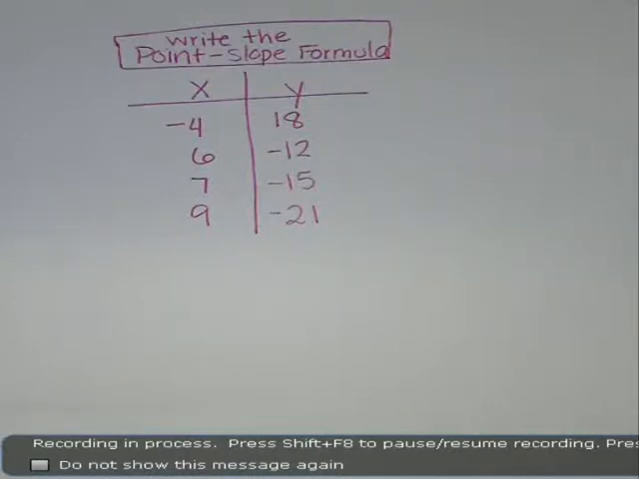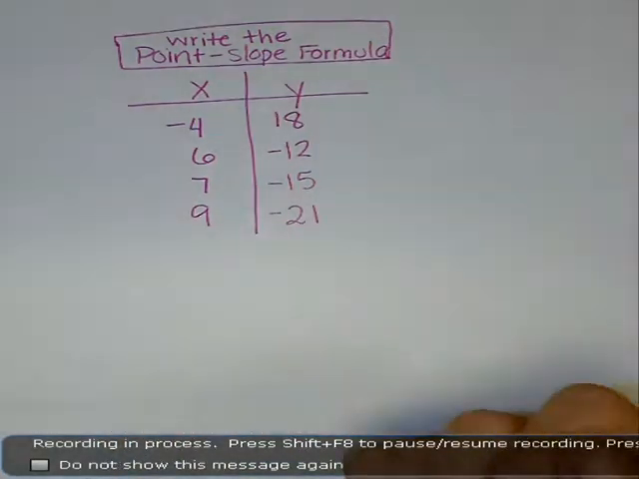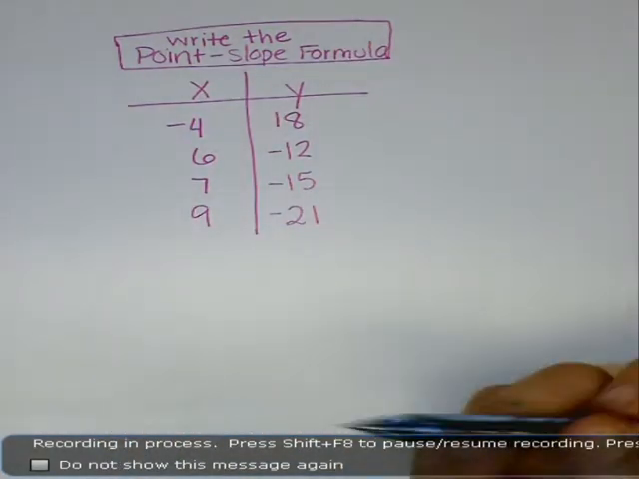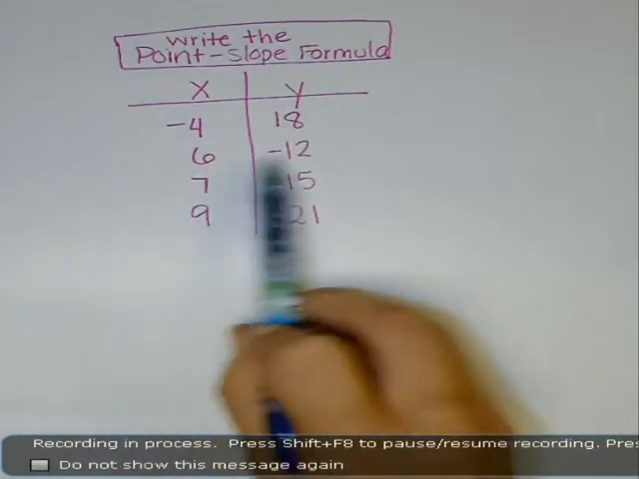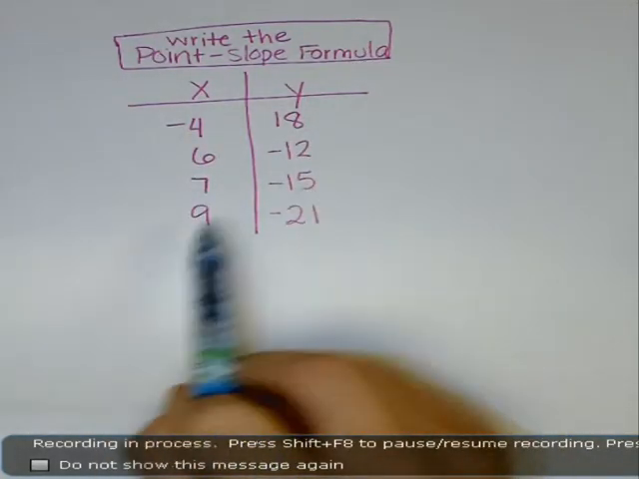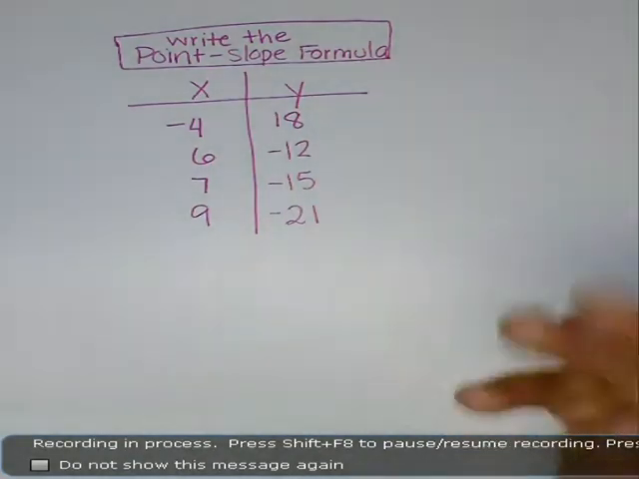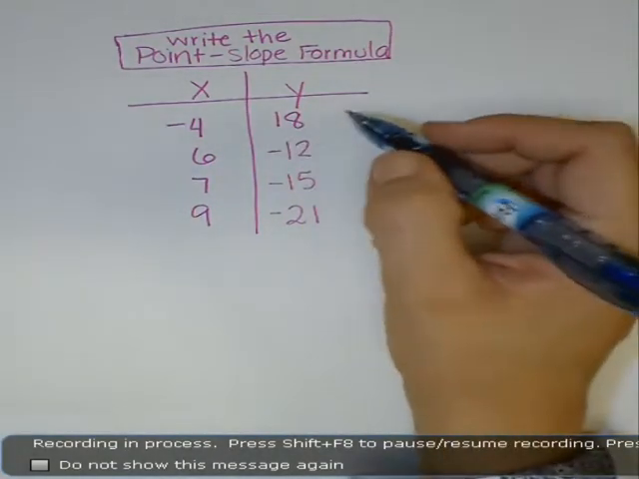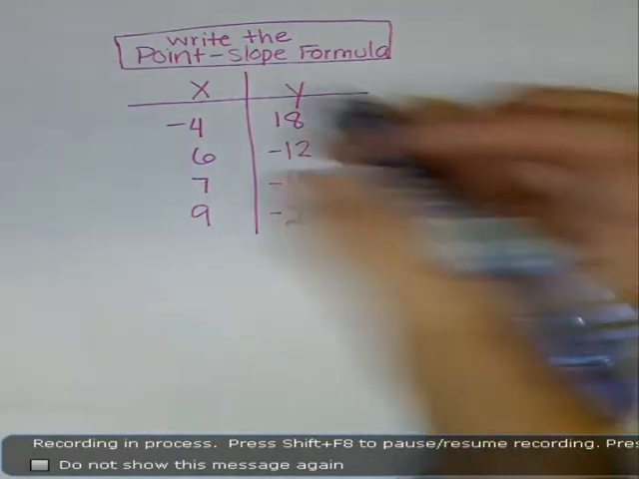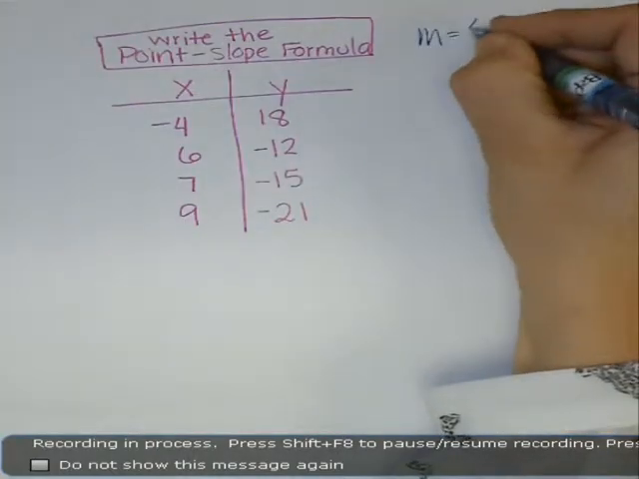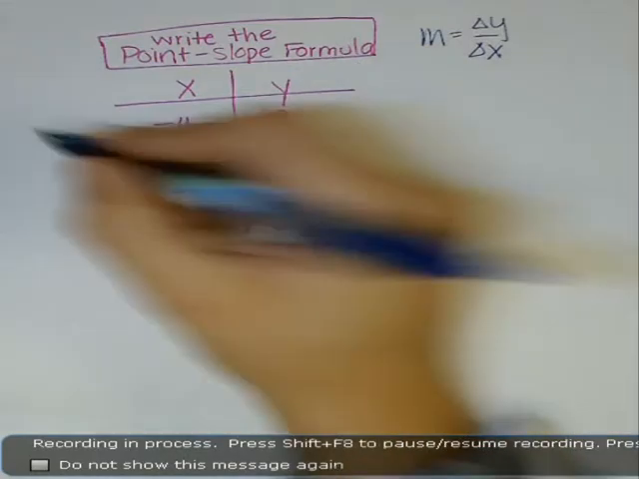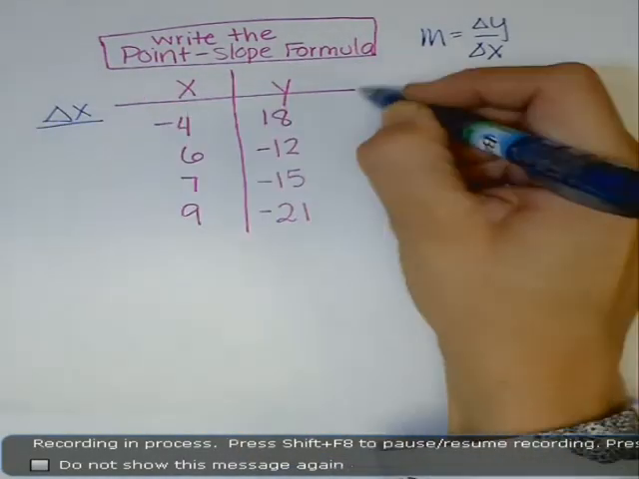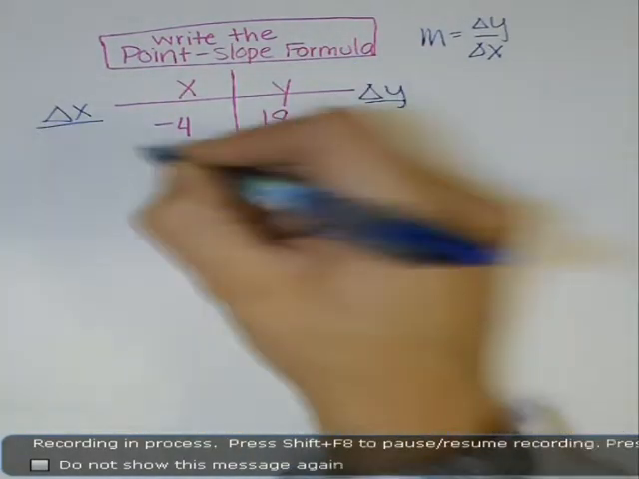The last problem we're going to talk about in relation to the point-slope formula is that sometimes you're given a table. Remember, each point in that table is a point on your graph. (-4, 18), (6, -12), (7, -15), (9, -21). All points on my graph. You can still find the changes. Remember, slope is the change in y over the change in x. So I'm just going to create a little column out here for my changes.